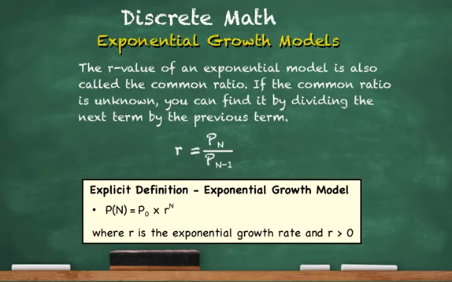On this next slide, we expand a little bit on this R value. It is also called the common ratio, where with our linear growth models, we had a variable called D, which was the common difference. So with exponentials, we have common ratios. With linear models, we have common differences. That's something we want to distinguish between the two models. And if the common ratio is unknown, then we can take the next term and divide it by the previous term in order to find out what R is.